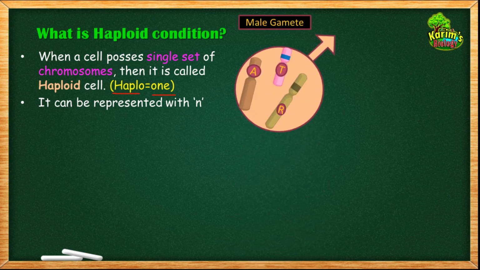Look at this. This is a gamete cell here. This is a male gamete. And how many chromosomes can you see in this male gamete? This is one chromosome, first one, and this is the second chromosome. This is the third chromosome. So in total you can find 3 chromosomes in this gamete.